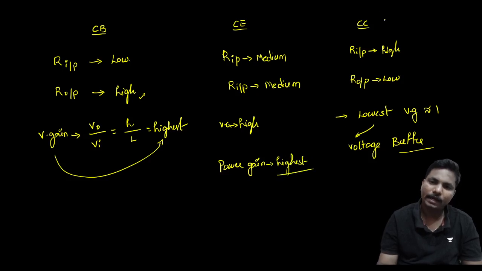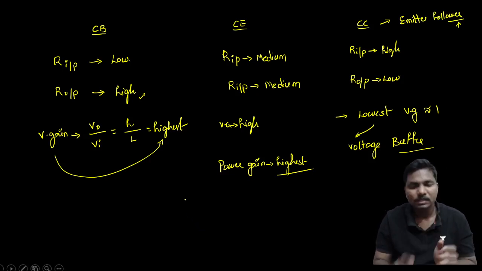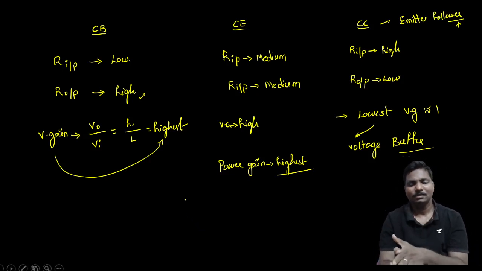Okay, and common collector is also called an emitter follower. Okay, those are the important points. This is as per the concept.